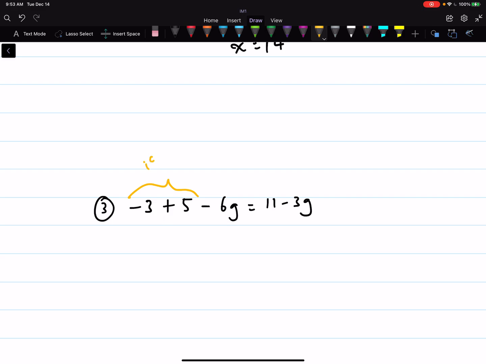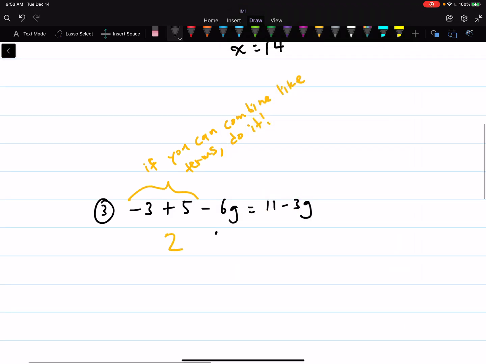If you can combine like terms, do it. Okay? So as you can see, I can combine like terms. -3 plus 5 is just 2. So it's just 2 minus 6g is equal to 11 minus 3g, right?